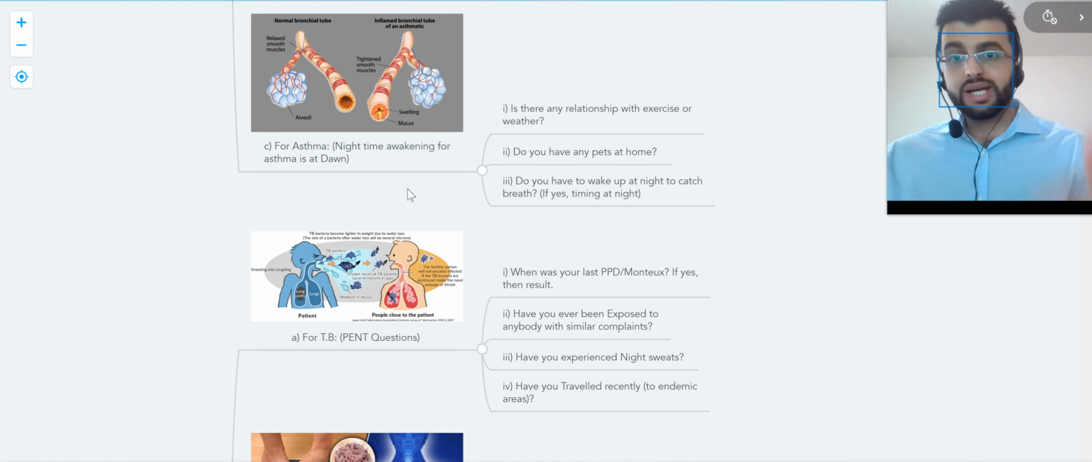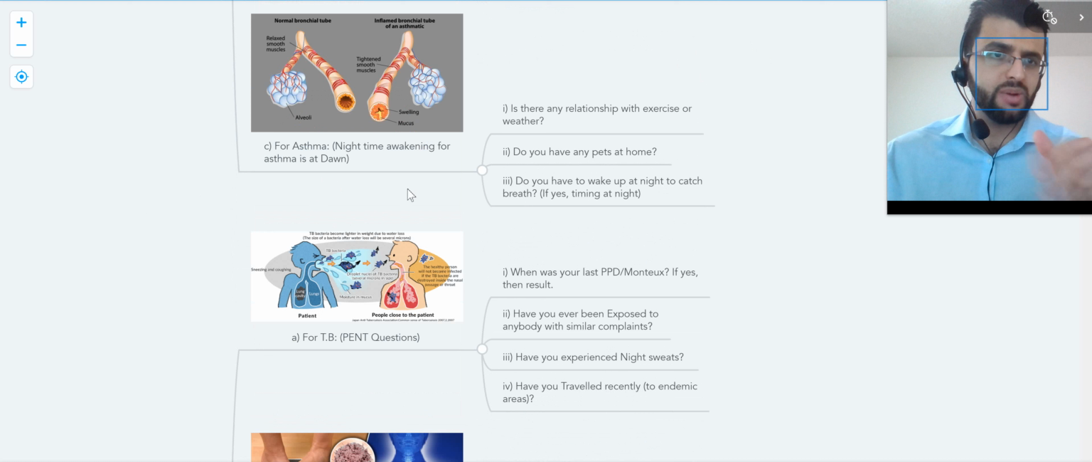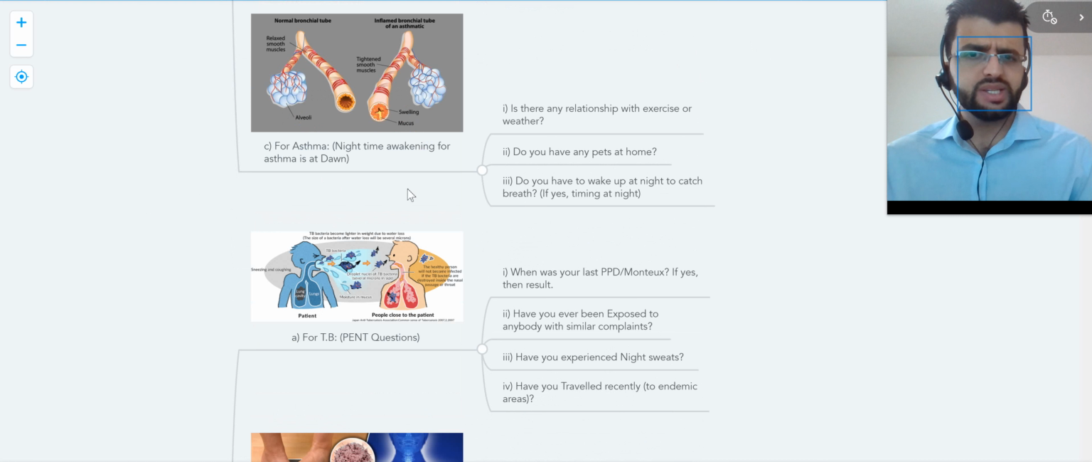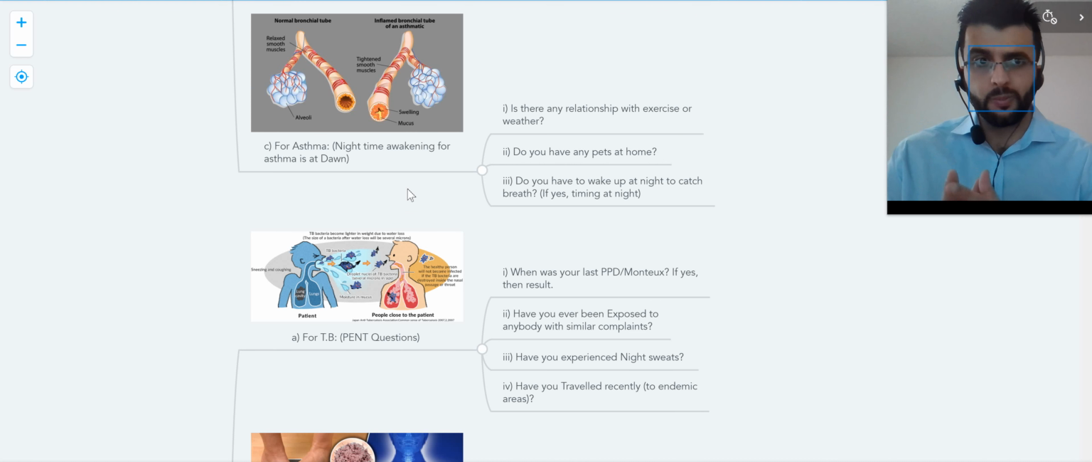For asthma, nighttime awakening, okay? Nighttime awakening for asthma, and it's also in the morning, okay? So you ask him, do you wake up in the middle of the night coughing? Is it related to exercise? Like, does it get worse when you exercise? Do you have any pets at home? This is important. Do you have to wake up at night to catch your breath? If yes, then the timing. What time at night, okay? So this is for asthma. All of these are non-productive cough.